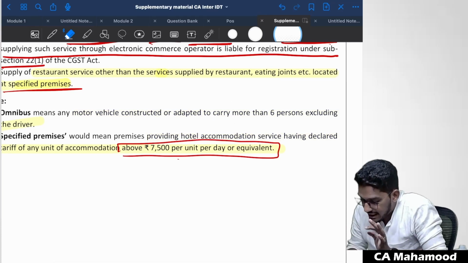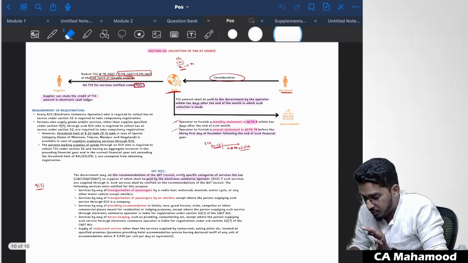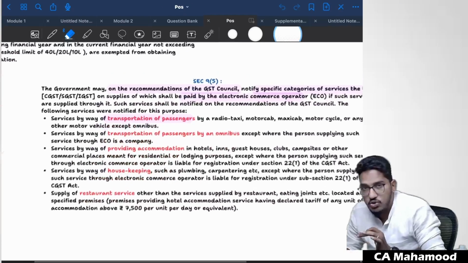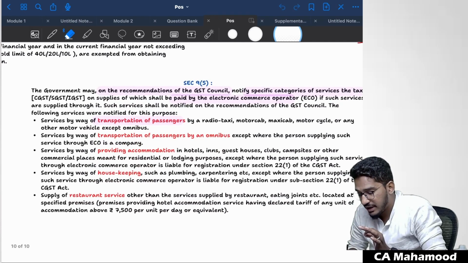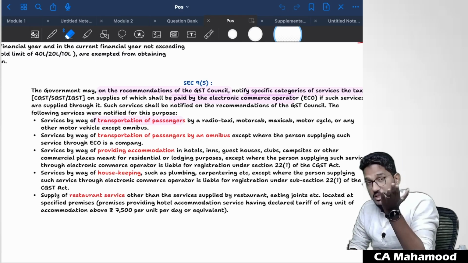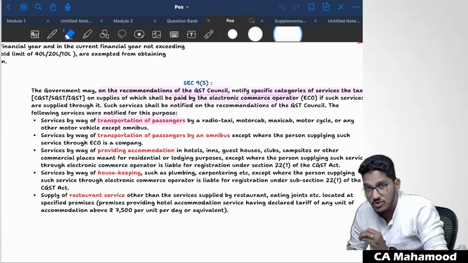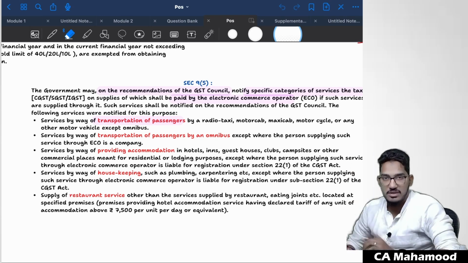driver. So in case the transportation of passenger services are provided through the e-commerce operator, and those passenger transportation services are provided by any vehicle like radio taxi, motor cab, maxi cab, motorcycle or anything other than omnibus, then on those services the e-commerce operator only will pay the GST.